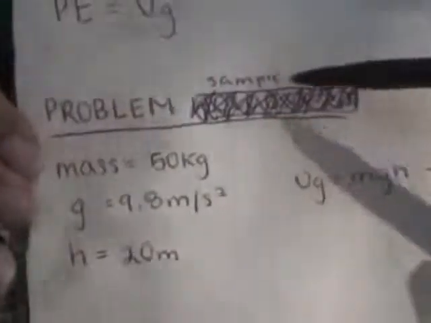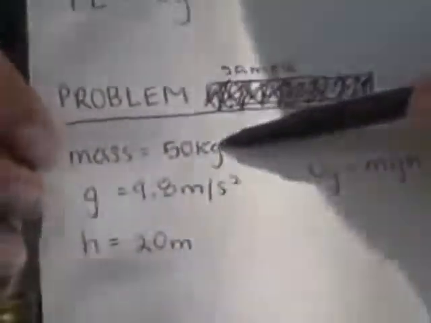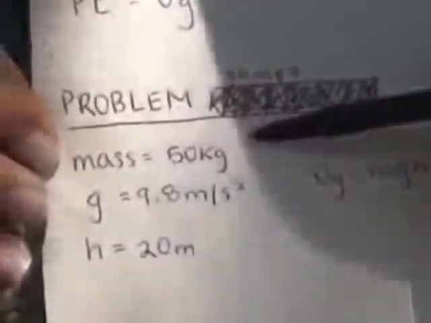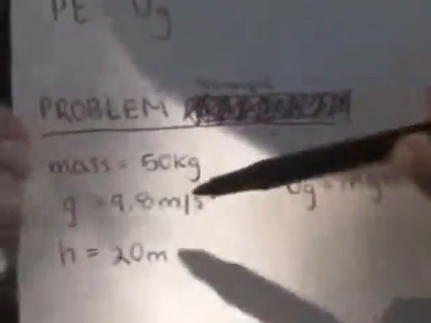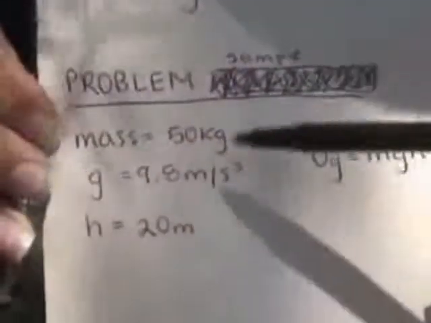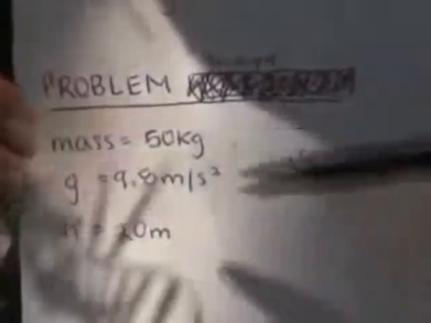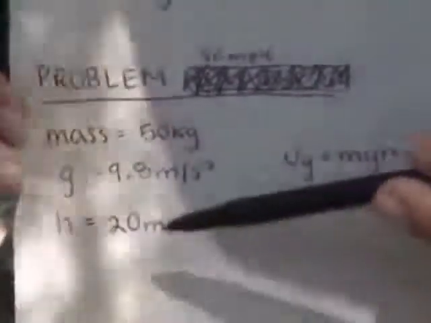Let us do a sample problem now, children. The mass of the object in question is 50 kilograms. The gravitational constant on Earth is 9.8 meters per second squared, which is the acceleration due to gravity on Earth. This never changes, ever. The height of the object above the Earth's surface is 20 meters.